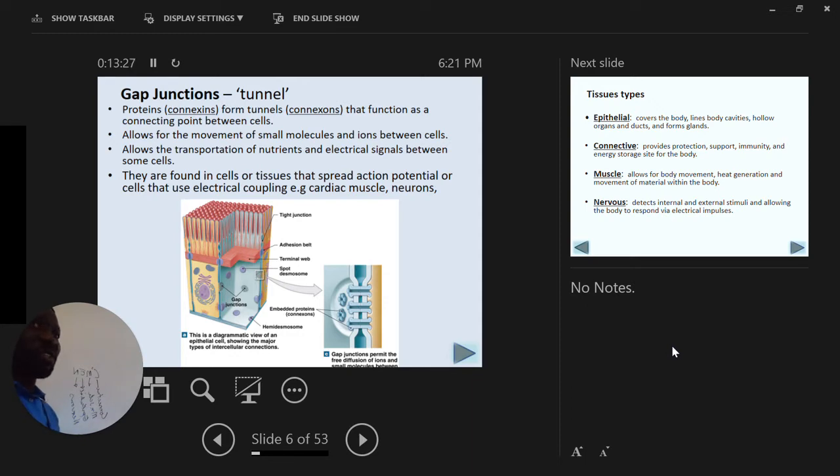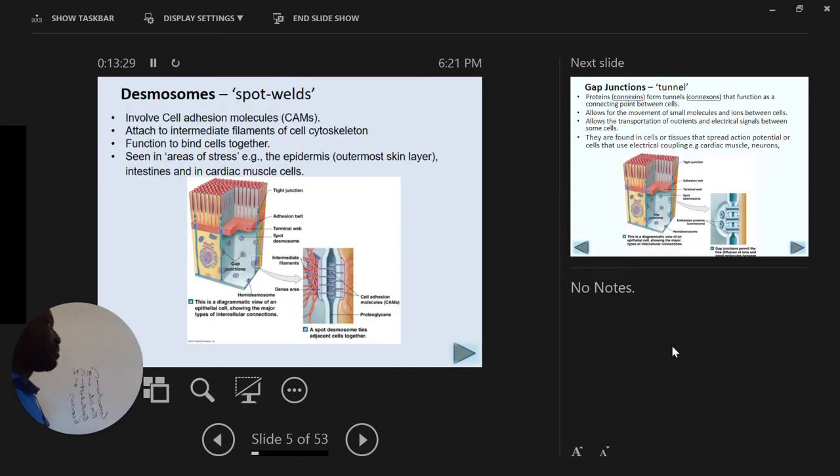I'm answering Matt's question now. Now let's go. Desmosomes, they involve cell adhesion molecule, which we call CAM, cell adhesion molecules. So you may see CAM in my exam and not cell adhesion molecule. It is still the same. Now they are attached to intermediate filaments of the cell cytoskeleton. They function to bind cells together. And look at what is important. They are found in areas where stress is predominant.